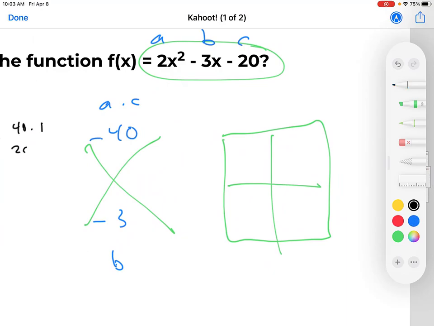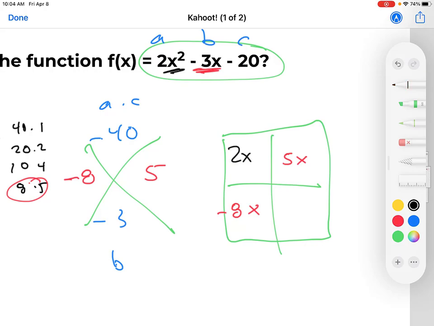40 and 1, 20 and 2, 10 and 4, 8 and 5. Did you notice I put all the larger numbers on the left side, smaller numbers on the right, so you can subtract them, and the only one that works is this one. Now we need to change the pluses and minuses. So -8 plus 5 gives me -3, and -8 times 5 gives me -40. Those there in red are basically splitting the middle term here.